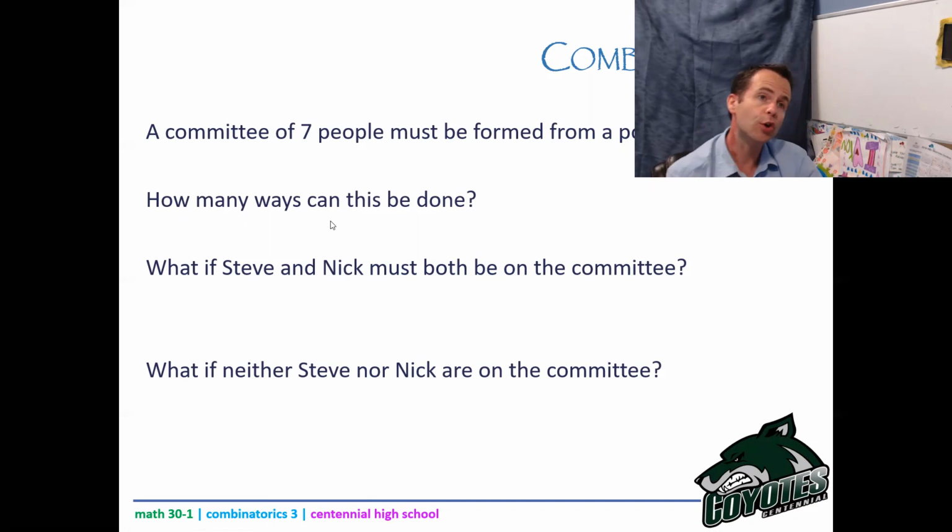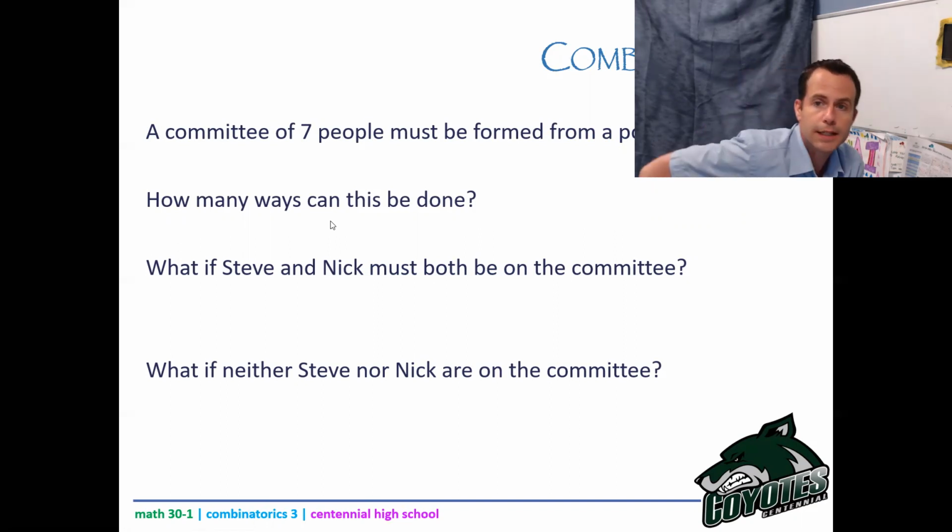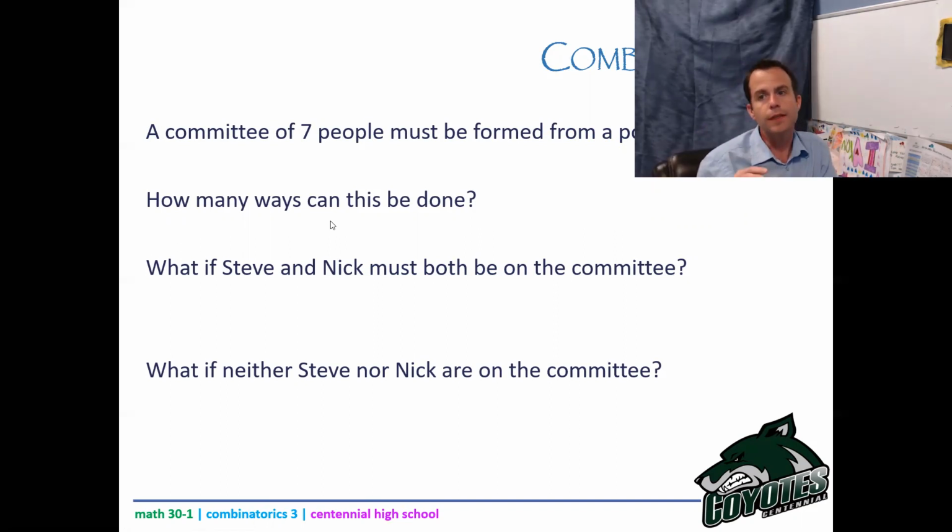If there are no specific roles, then committees just become essentially this blob where the order of who's in the committee doesn't matter, right? Whether I go into a committee and then you come into the committee, or you go into the committee and then I come into the committee, it's still just me and you in the committee, okay? So the order doesn't matter. So how many ways can this be done? Well, that'd be 12 choose 7, I need 7 of them.